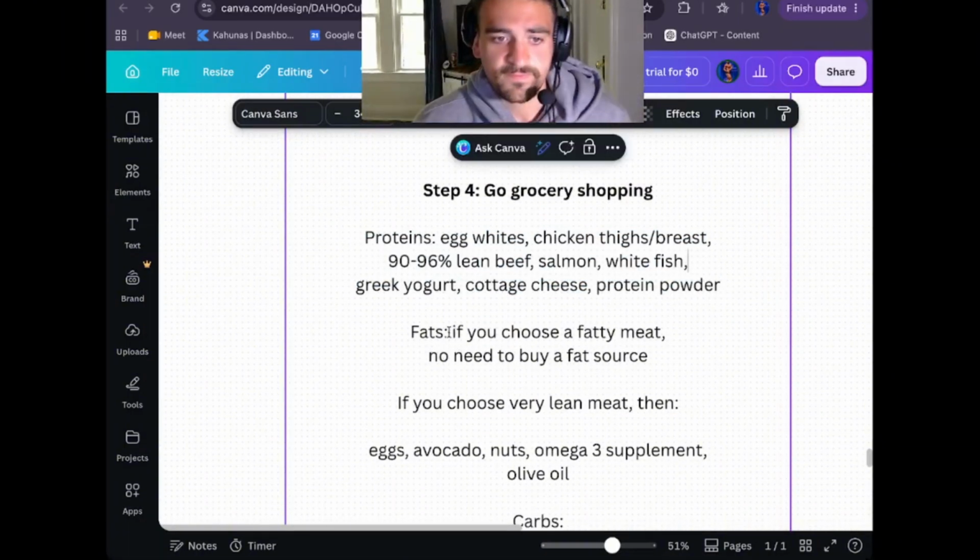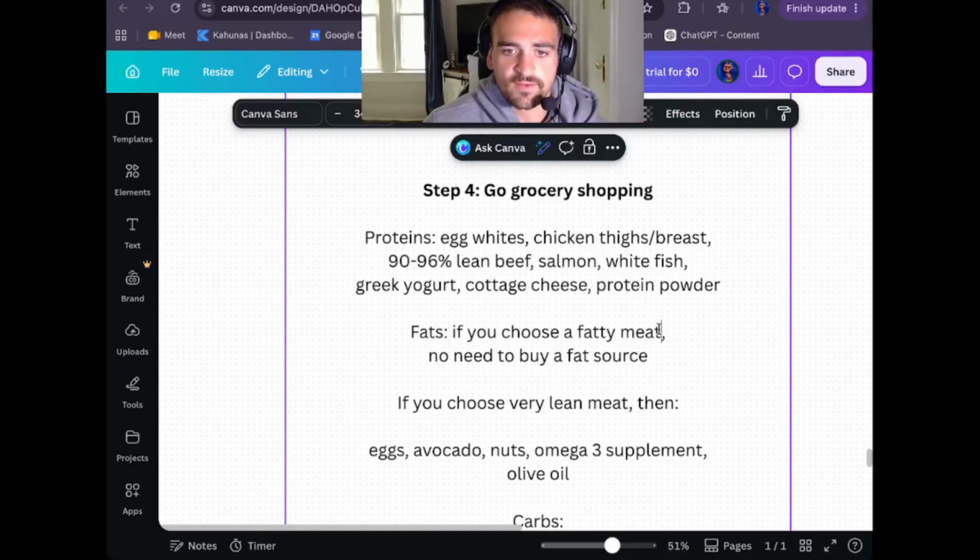Okay, and then for fats, if you choose a fattier cut of meat, like chicken thighs, salmon, or 90% or even fattier beef, then you don't really need to buy a fat source because those meats are going to supply more than enough fat in your diet to regulate your hormone function and keep you functioning properly.